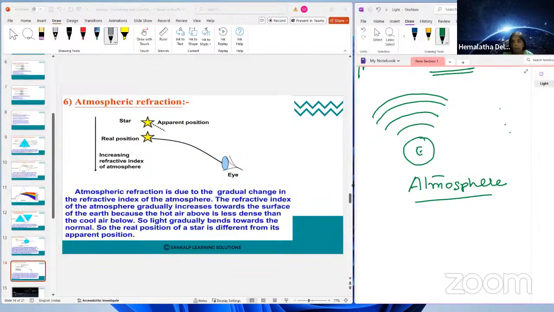Earth is covered with different layers of gases, consisting of many types of gases, moisture, and so on. I wrote only one portion, but it is covered all around like this. This is known as a thick blanket of gases, made up of different types of gases, humidity, everything. We call this the atmosphere. In this atmosphere, different layers are there.